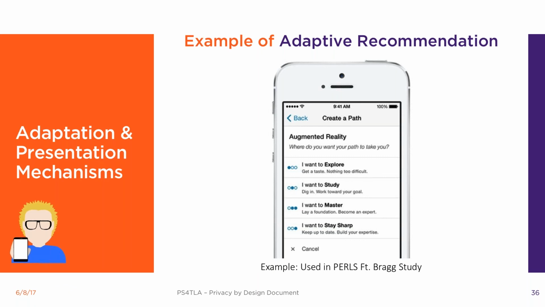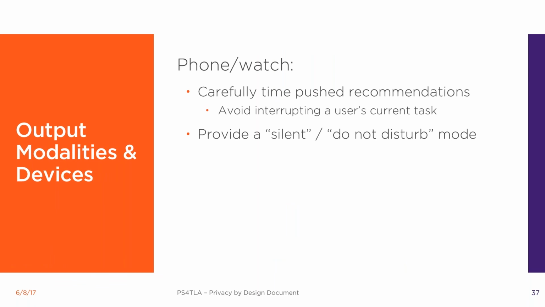So in this example, you could say, well, I want to study, or I want to explore, or I want to stay sharp. So there are different ways in which you can decide what you want to do next. And these are these different goals of learning, so to say. All right, so that's how we present the content of the recommendations.